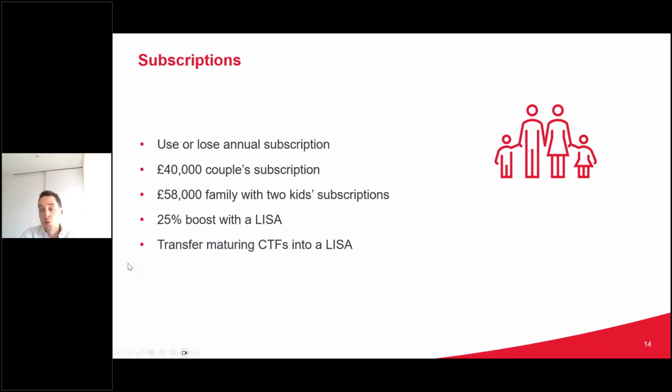CTFs have been in the news as well recently because a lot of the initial cohort are turning 18 in the next few months and years. So that will mean there's quite a few children who are reaching 18 who've got a maturing child trust fund. So there are options to retain that within a tax-free environment by transferring it either to an ISA or potentially even the lifetime ISA to actually benefit from that bonus if they're looking at property purchase, things like that as well.